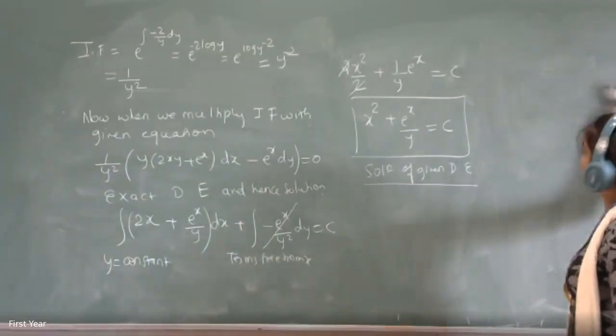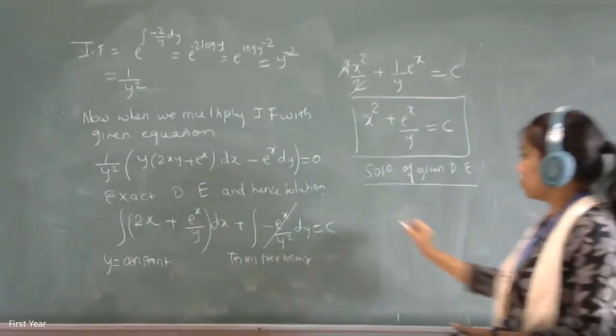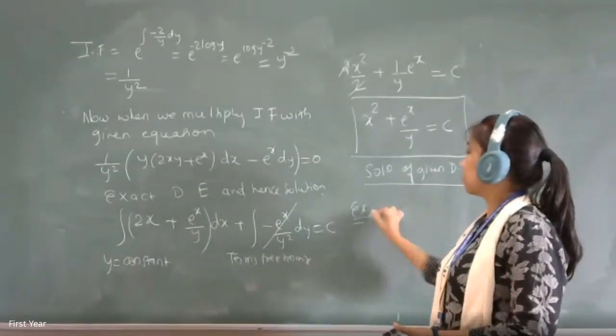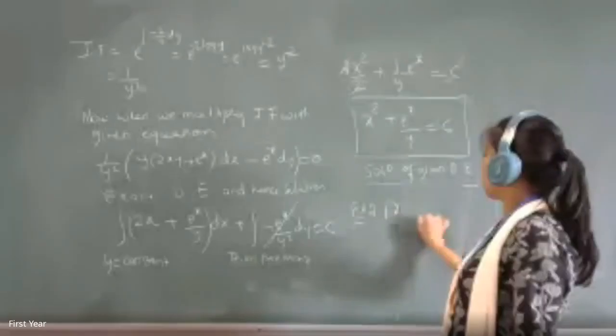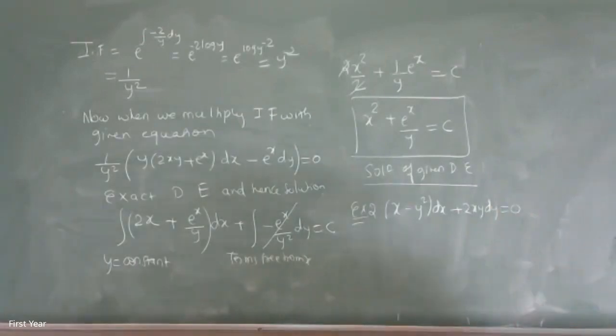Then the question number 2. x minus y square dx plus 2xy dy. Okay. So again, is this homogeneous? Degree 2 है क्या सबकी? No, ma'am. It's not type 1.